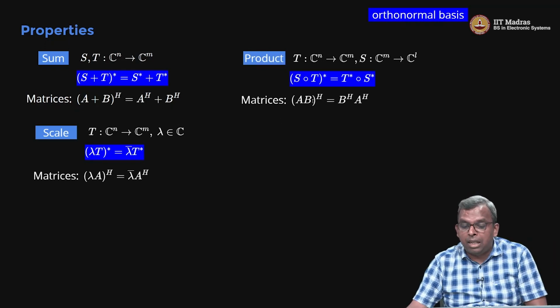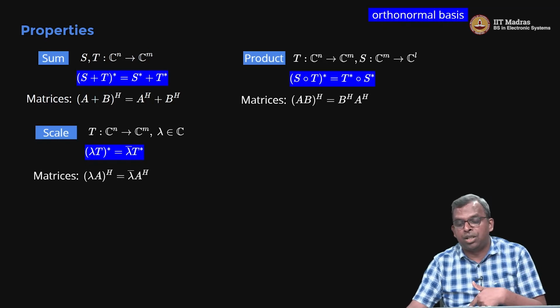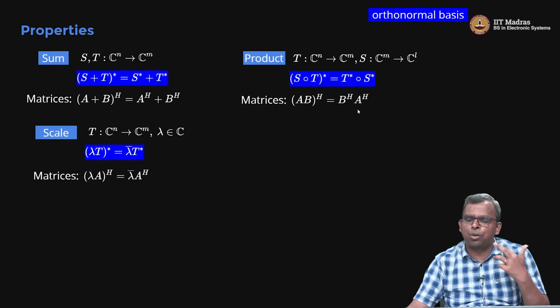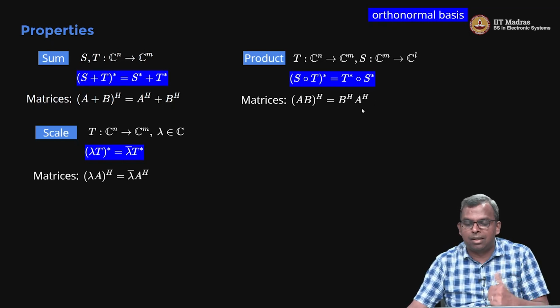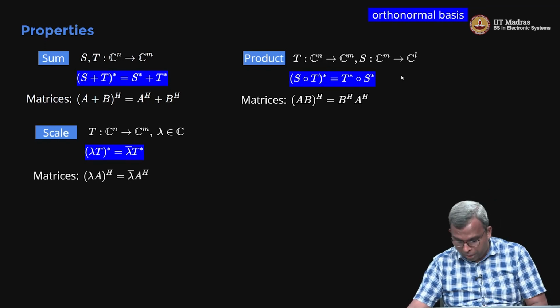So, if you have AB, multiplying AB and taking Hermitian is the same as B Hermitian, A Hermitian. Okay, the order changes. Even in transpose, the same thing happens. So, in Hermitian also the same thing happens. It's the other way around. And the same thing in terms of operator language. You can see S composed with T adjoint is the same as T adjoint composed with S adjoint. Okay, so this is the product property.